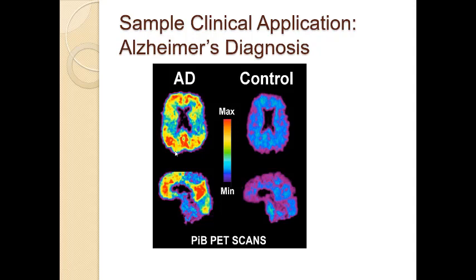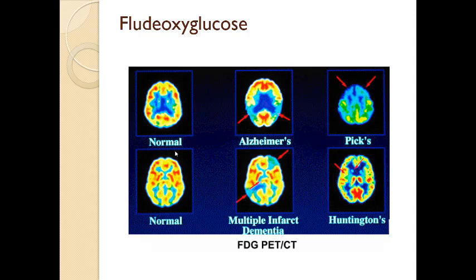In fact, when we look at many forms of dementia, they're often clinically very difficult to differentiate. They often look very similar to each other, whether you're dealing with Alzheimer's, Pick's, multiple infarct dementia, Huntington's. There are some clinical differences, but they can be difficult to detect. However, using certain PET scans, you can see right away major differences in these different types of dementia, allowing for dramatically improved diagnosis as well as research applications.